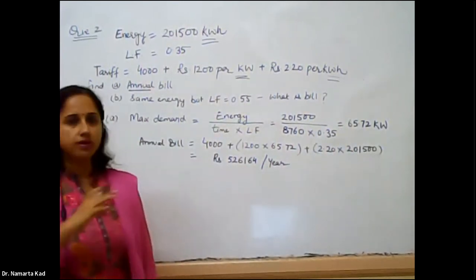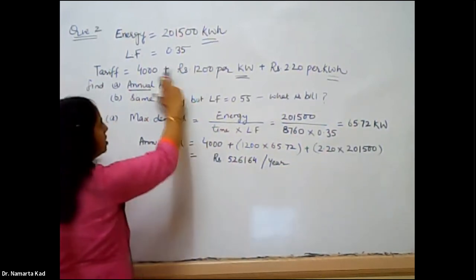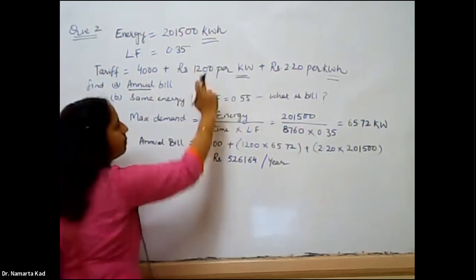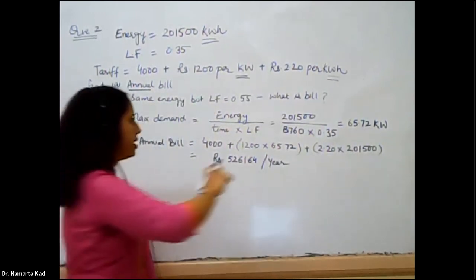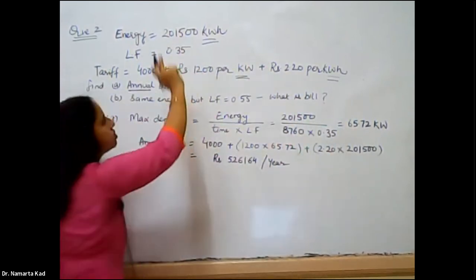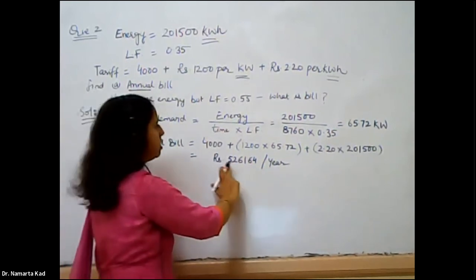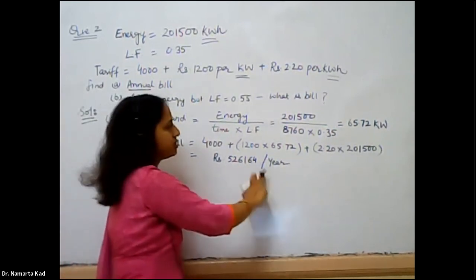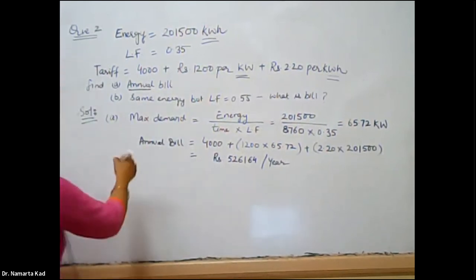And the annual bill, now applying the tariff scheme, is 4,000 plus 1,200 multiplied by 65.72 kilowatt plus 2.20 multiplied by 201,500. Okay, and we got this answer, that is rupees 526,164 per year.